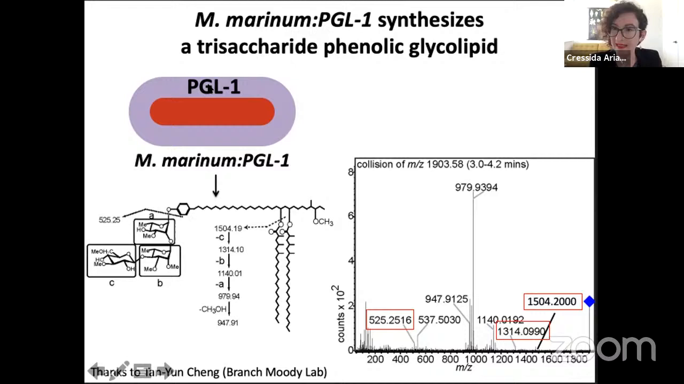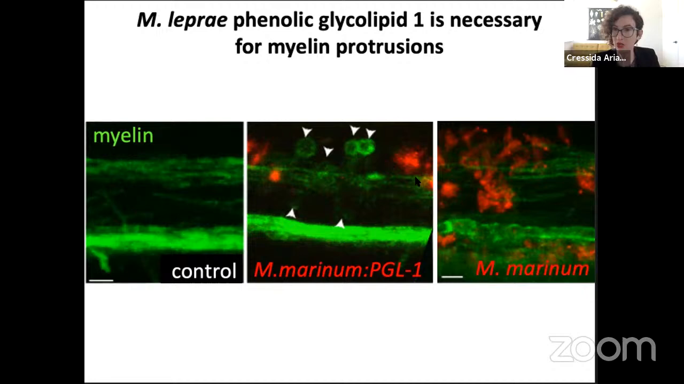Okay, so now we knew that we had our lipid being produced. I went back to the zebrafish now with this recombinant strain, injected it into the same tract of myelinated axons, and I saw again the formation of these myelin disruptions. There were fewer of them than what I saw with M. leprae, but they were still there. And of course, they're not there with the wild type strain. And so this suggests that PGL1 from M. leprae is required for the formation of these myelin disruptions that I was seeing by confocal imaging.